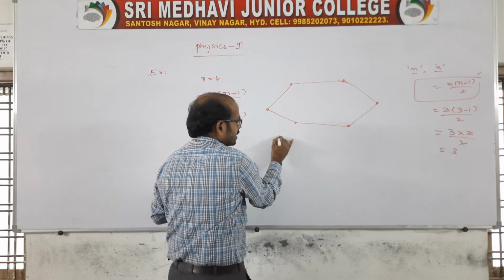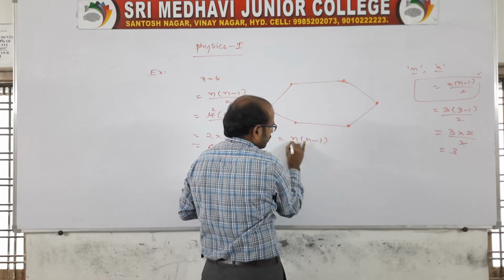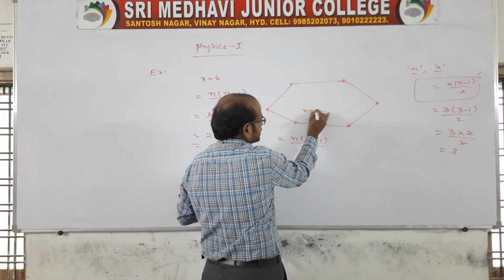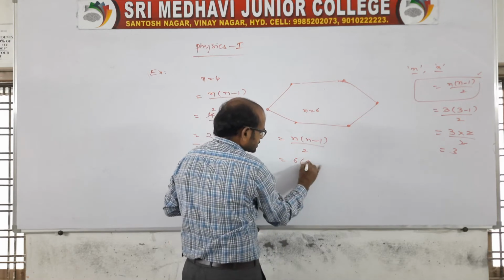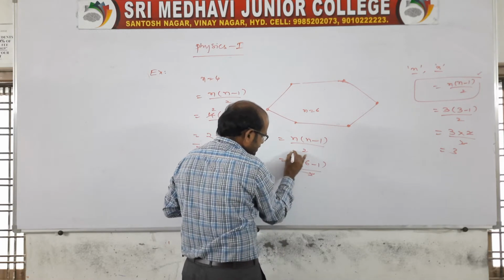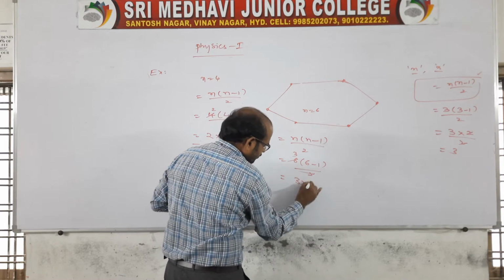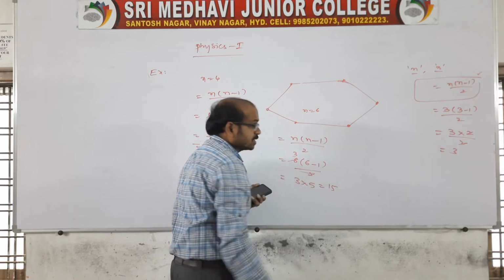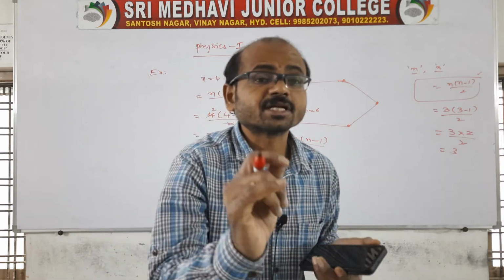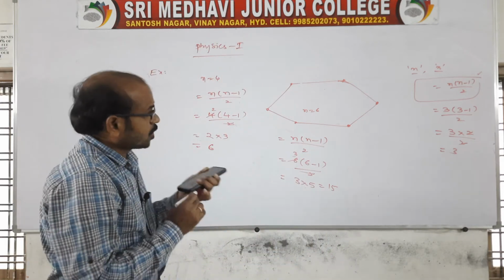So the number of pairs will be n into n minus 1 by 2. N you say 6. So 6 into 6 minus 1 by 2, that is 6 by 2 is 3, 3 into 5. How many should we get? We should get 15 pairs of potential energies. So look, I will show you how many U we will get.